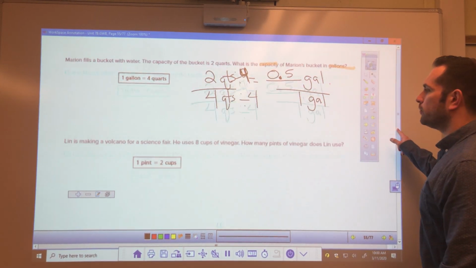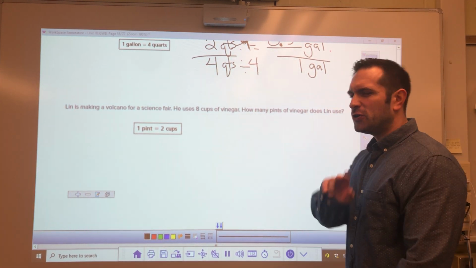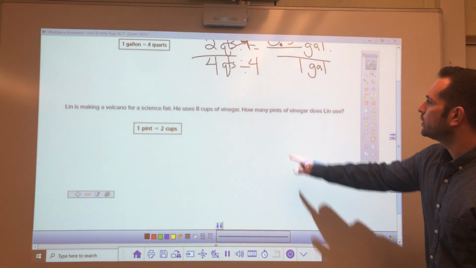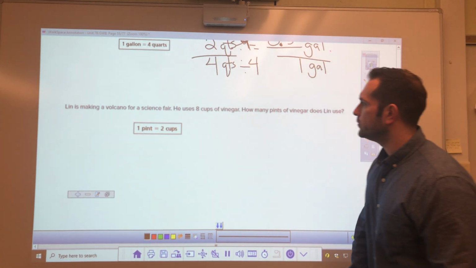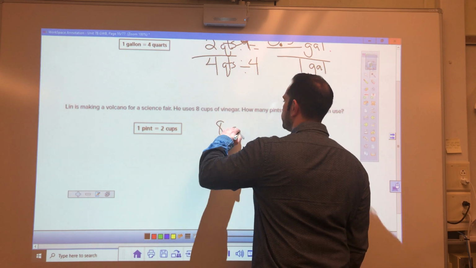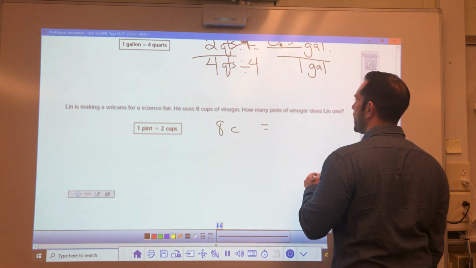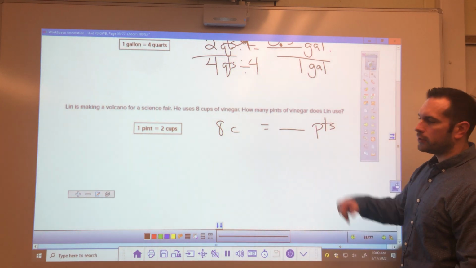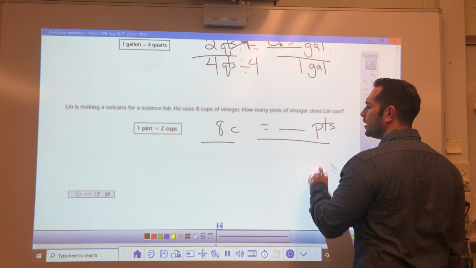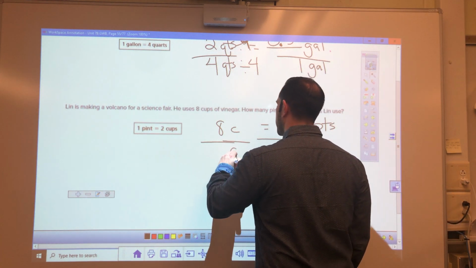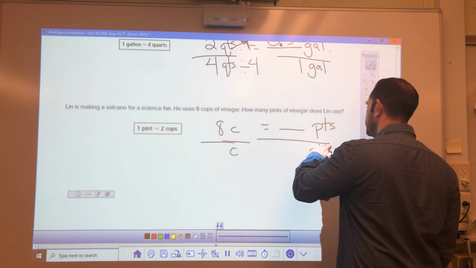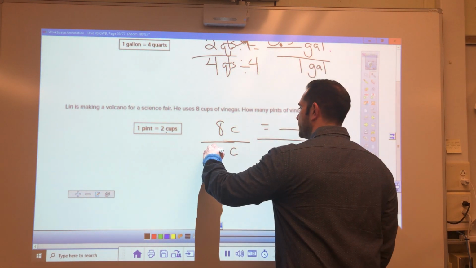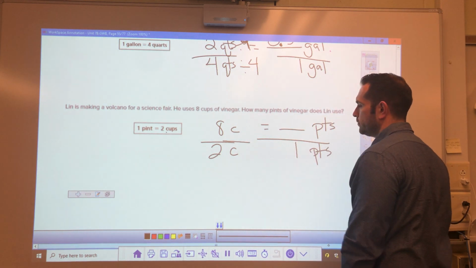Okay, we'll do 2 more maybe. So this one's saying you have 8 cups of vinegar. We want to know how many pints Lynn uses. So I have 8 cups, which is C, and I want to transfer that into pints. I set up my unknown, then underneath it, I write what I know as a ratio. Cups stay with cups, pints stay with pints. Over here it says there's 2 cups and 1 pint. So for the cups I put 2, for the pints I put 1.